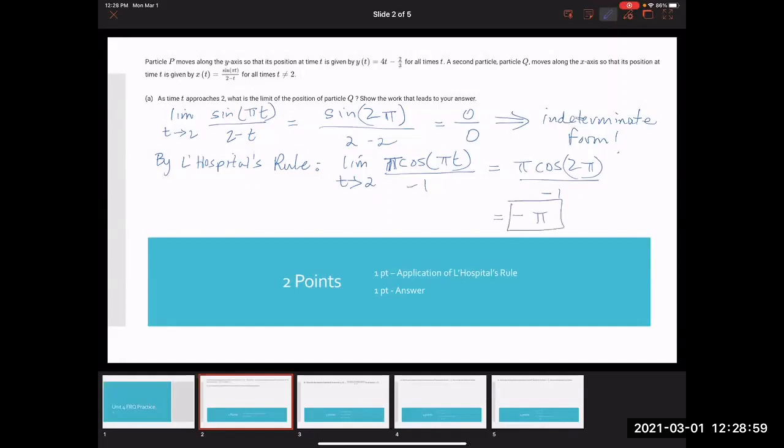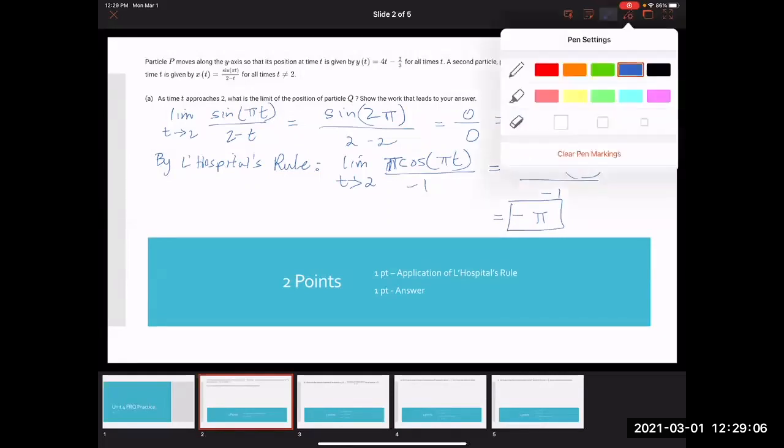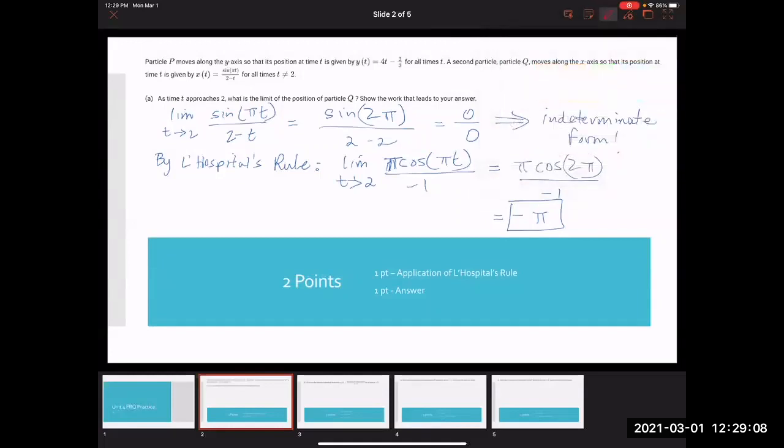All right. Now, again, you get 2 points for this problem. You get 1 point for application of L'Hopital's rule. Now, in my opinion, the application of L'Hopital's rule is all of this right here. You need to find the limit as you normally would and show that you get 0 over 0, which is an indeterminate form. And then you need to say something about that you're using L'Hopital's rule and then redefine the limit. So that gets you 1 point right there. So all of that gets you 1 point.